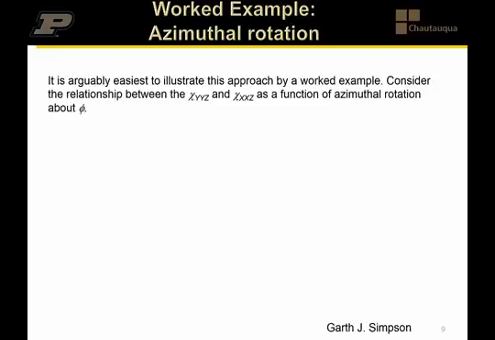Let's see how this all plays out with a worked example. We'll consider a local reference frame where we initially have these two non-zero tensor elements, chi xxz and chi yyz, and we're asking what happens if we want to rotate our reference frame about some angle phi.